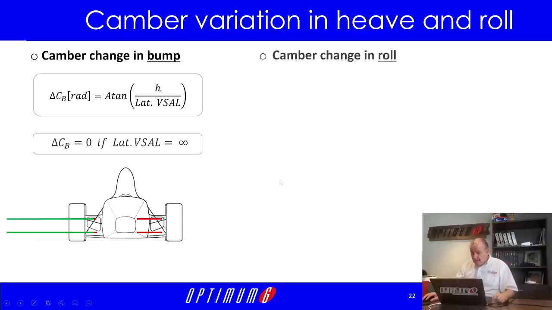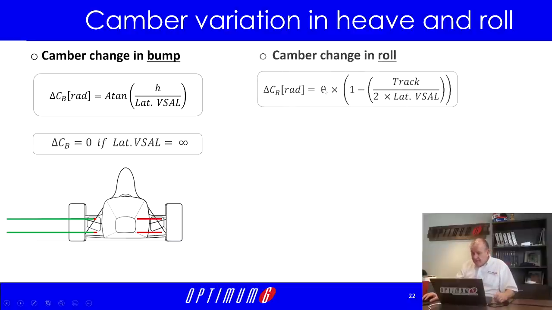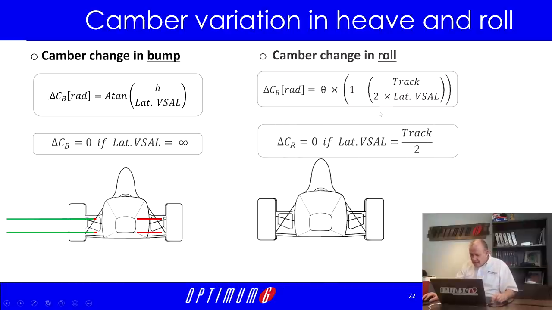However, the camber variation in roll is the roll angle multiplied by 1 minus track divided by twice the virtual swing axle. I'm not going to demonstrate that formula. That means, what? If the car is like this, that's the middle of the car, and you extend the two wishbones, and they meet right there, that means that the instant center is at the middle of the car. Same thing, symmetrical, you're going to have that the half track is the virtual swing axle.